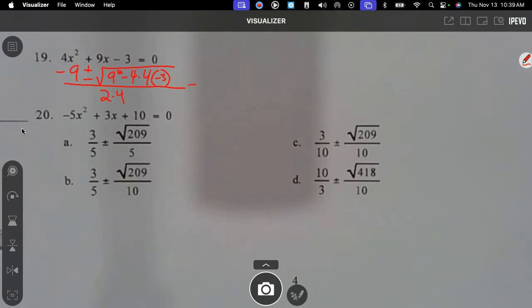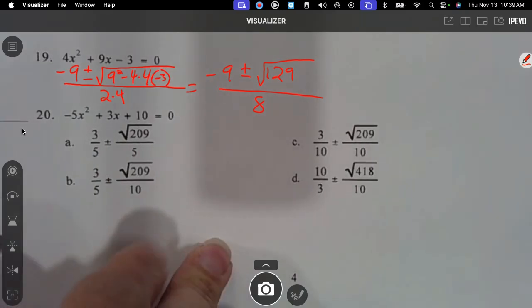So I've got -9 plus or minus the square root of 129. Can't do anything with that. And what's 2 times 4? 8. Can't do anything, I don't think, with 129. So I would leave it. How do you get 129? 9 squared minus 4 times negative 3 times 4.